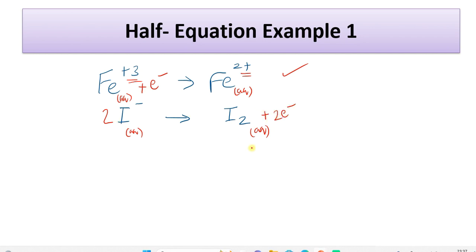Once you've got the 2 half equations ready, now what I have to do is get the electron numbers equal on both sides.